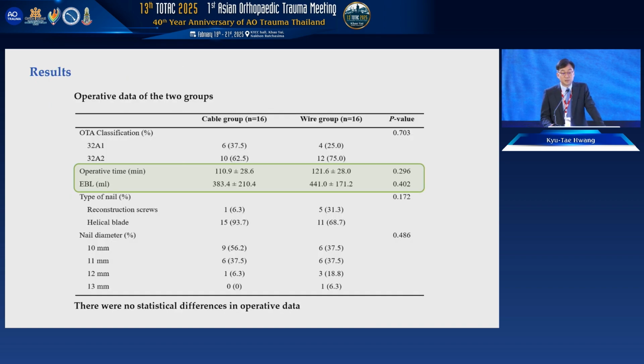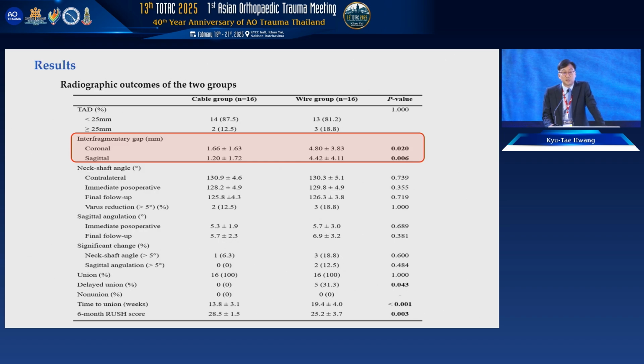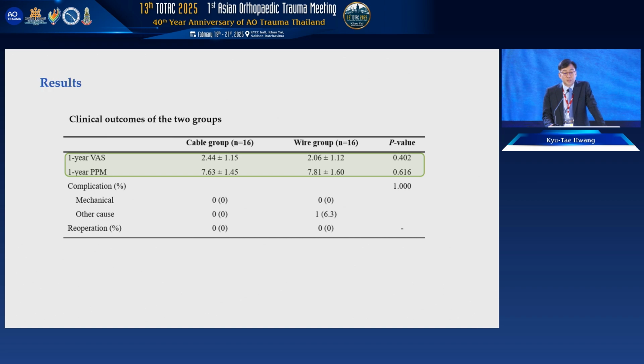In the result, there was no statistical difference in operative data, such as OP time or blood loss. In the radiographic outcome of the two groups, the cable group had a significantly smaller interfragmentary gap, a lower rate of non-union, and shorter time to union. There was no clinical outcome difference between the two groups.